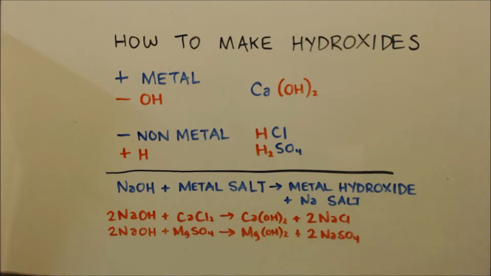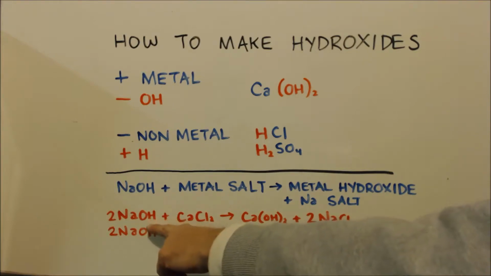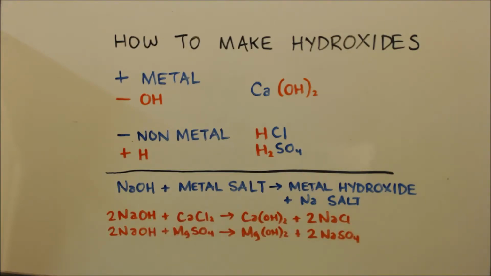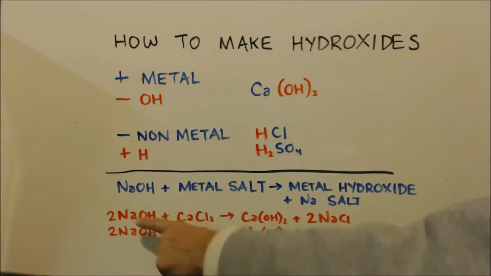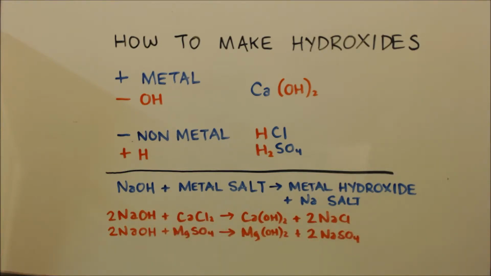Let's do these examples. Here's 2 sodium hydroxides and 1 calcium chloride. Now if you put that in solution, those are both soluble, calcium chloride and sodium hydroxide. So they're all going to be in solution as ions. But when the calcium ion comes in contact with the hydroxide ion, it's insoluble. So they will join together and precipitate out of solution. The sodium and chloride will end up being together. They're the only things left. So you're always making your hydroxide, but you're also making a sodium salt.